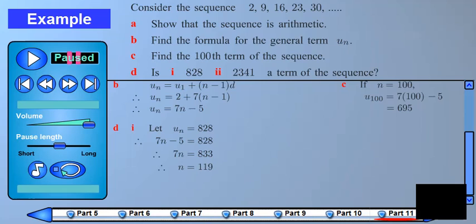Okay, now, according to this number, is 828 a term or not a term? Yes. Now it's a whole number. Then this number 828 is a term because n is 119, a whole number. It is an integer, so 828 is a term of the sequence and in fact is the 119th term.